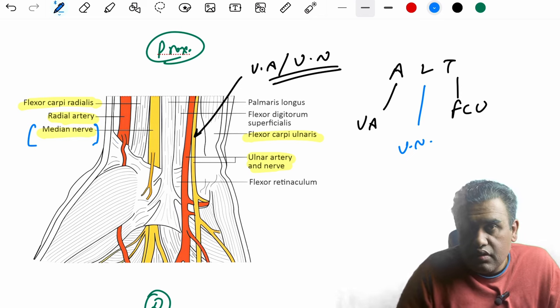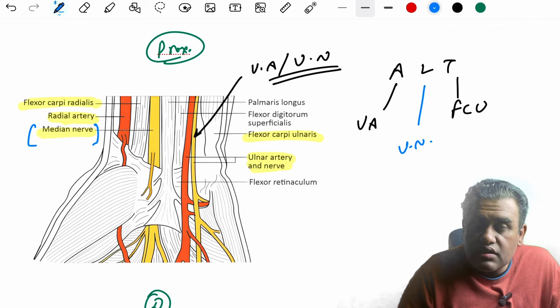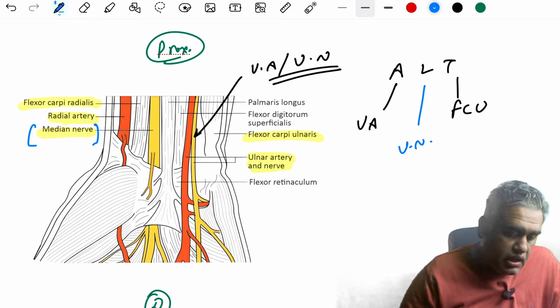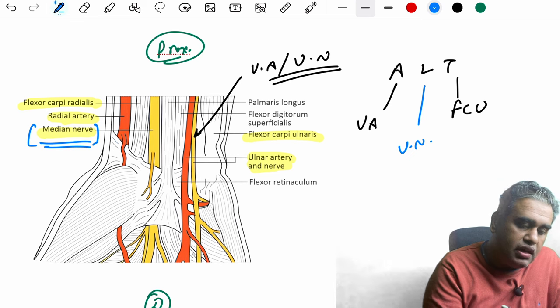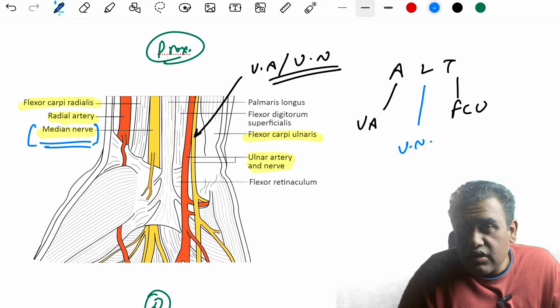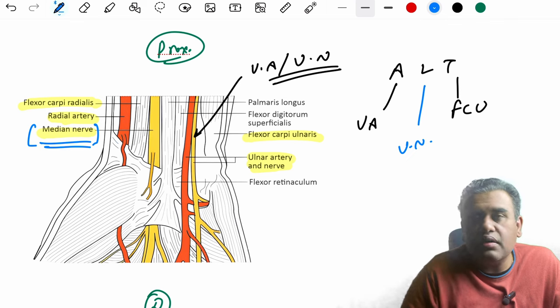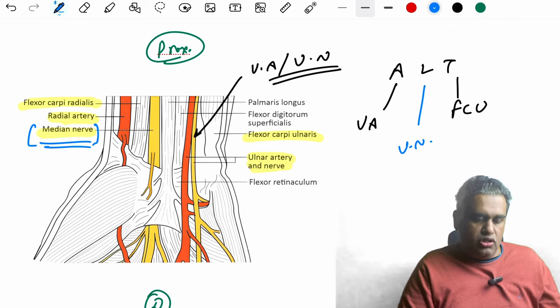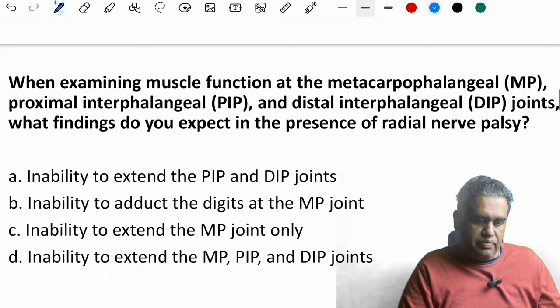Because here in the forearm, this nerve lies at the center, axis pe lie karti hai. Median matlab kya hota hai? At the center, the midline. Therefore, because of the positioning of the median nerve at the midline of the axis of the forearm, the name median nerve came from here. Na yahan se naam aaya. Theek hai? Chalo ji, next question dekhte hain palm ka.